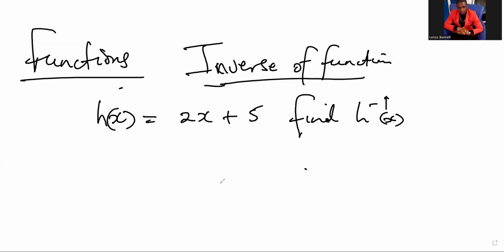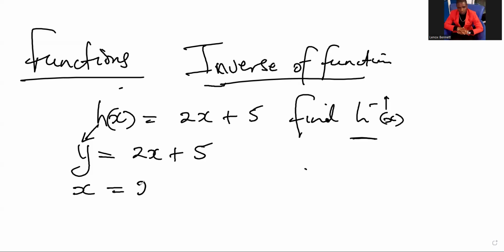All right, so h of x is equal to 2x plus 5, and we are asked to find the inverse of h. So the first thing, we change the function to y. So we change h to y. Next, we interchange x for y and y for x. So where x is, we put y.